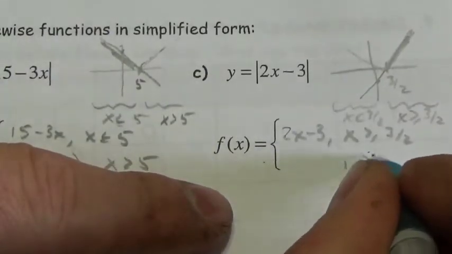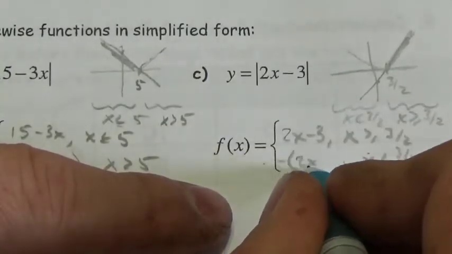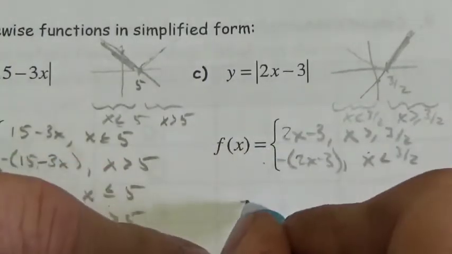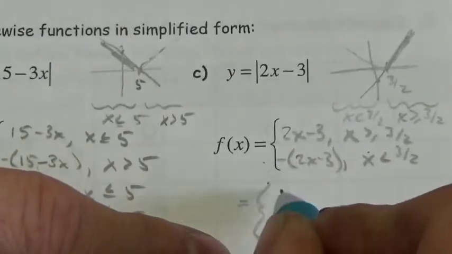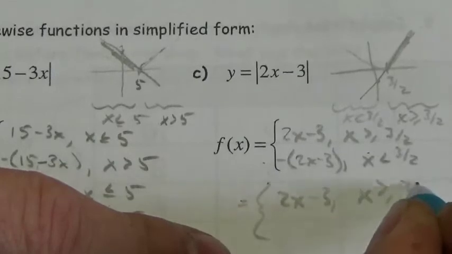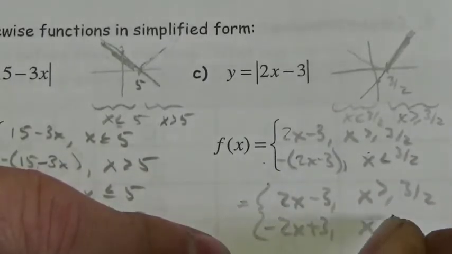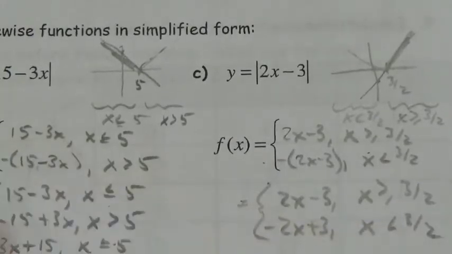However, as soon as x is less than 3 over 2, then the absolute value is going to put a negative in front. And then the next thing we should do is distribute that negative. And that becomes negative 2x plus 3 if x is less than 3 over 2.